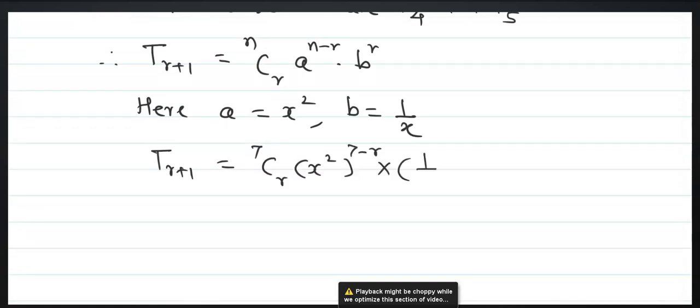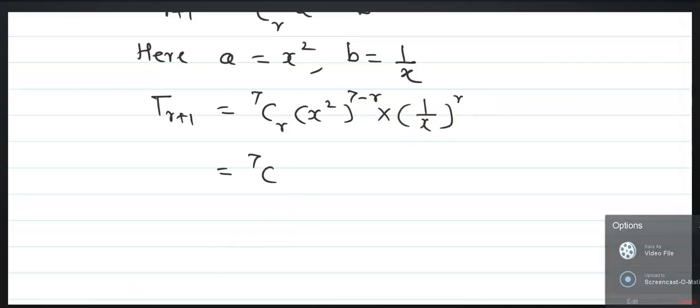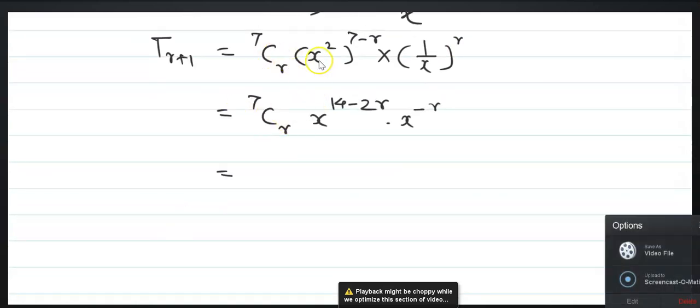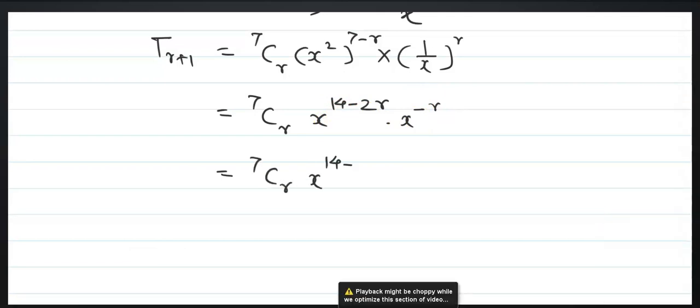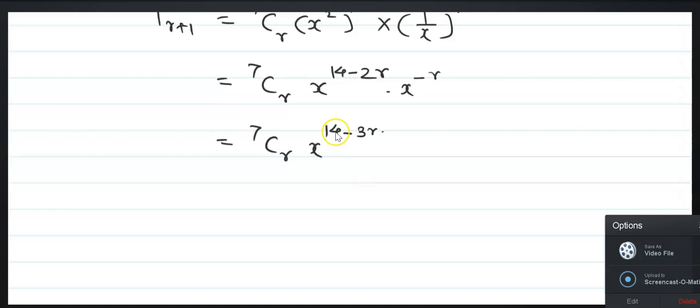Tr plus 1 is equal to 7Cr (x square) bracket raised to 7 minus r into (1 upon x) bracket raised to r. Next, here is a simple calculation. 7Cr x raised to 2 means 14 minus 2r, into 1 upon x raised to r, which means x raised to minus r, so 14 minus 3r. Now that is 7Cr into x raised to 14 minus 3r.